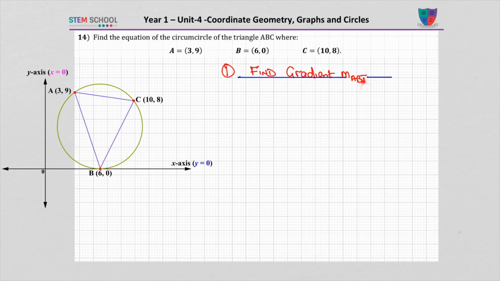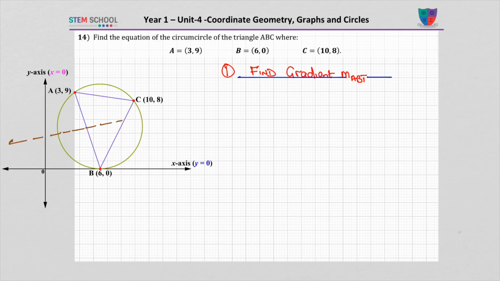First, we need to find the gradient of the tangent here. So we've got line AB. We need to find the gradient of line AB. Once we know the gradient of line AB, we need to bisect this line, find the midpoint of this line. Once we find that, then we need to find the equation of the normal. So that's what we're going to find out, gradient of AB. Now I'll call that AB T. T stands for tangent.